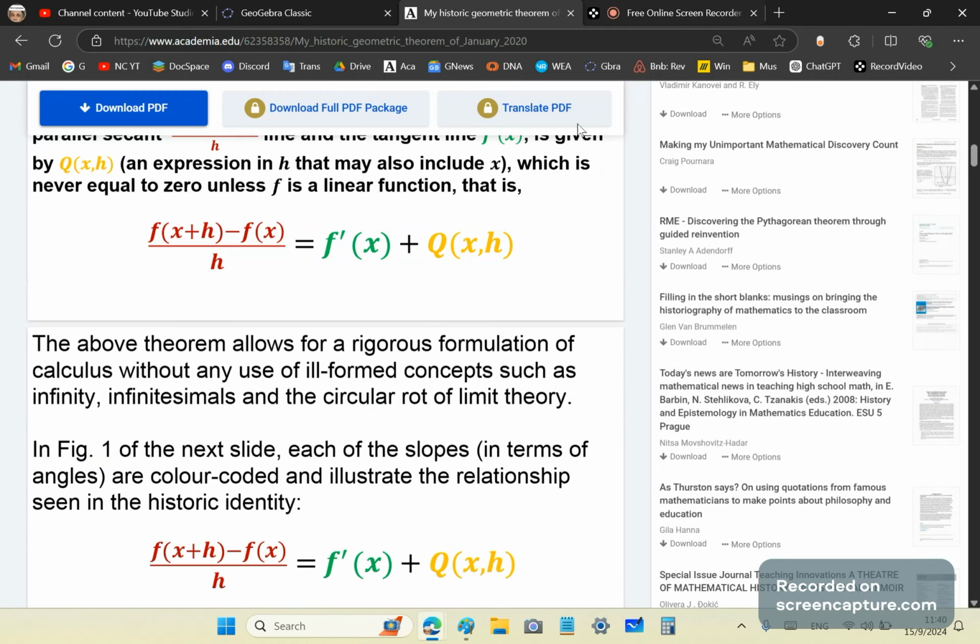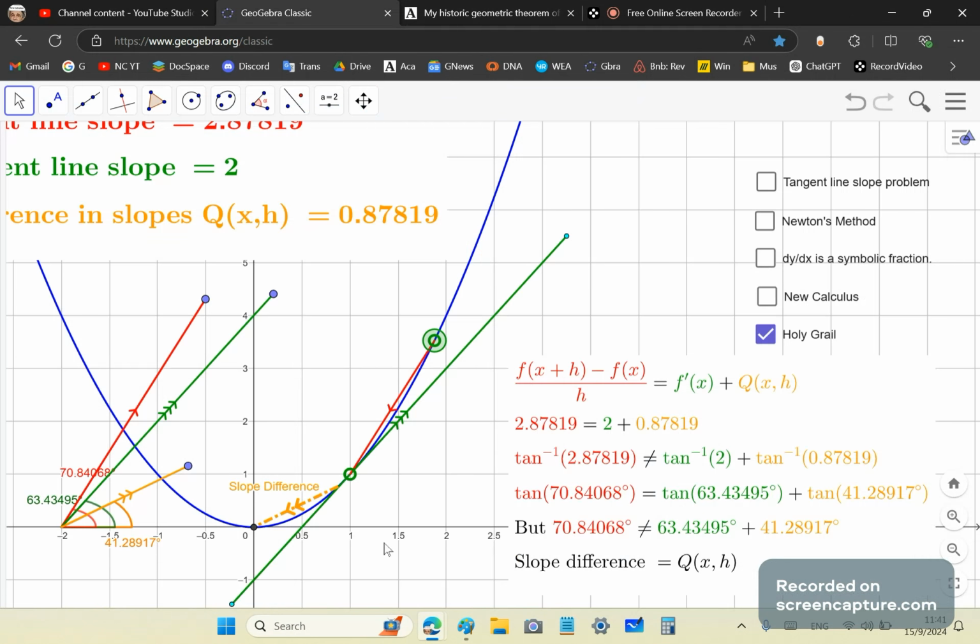Maybe longer than that, probably 2,000 years. So you don't need to use limits. And let me explain why. Okay, so what's going on in these diagrams?